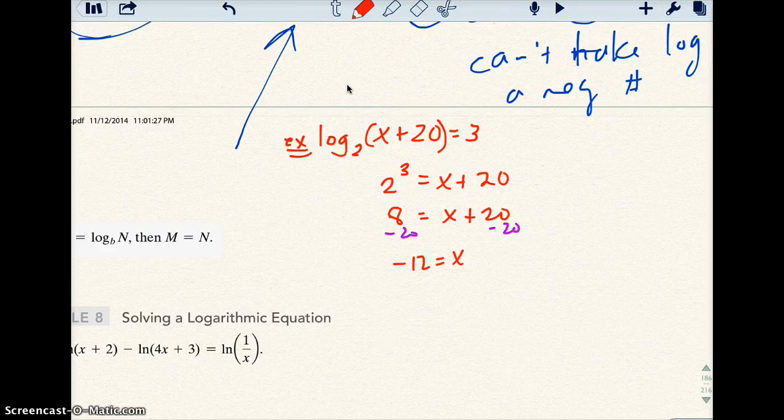And some people say, oh, that doesn't work because we can't have a negative x value. You can have a negative x value. You just can't have a negative logarithm. So I check this.